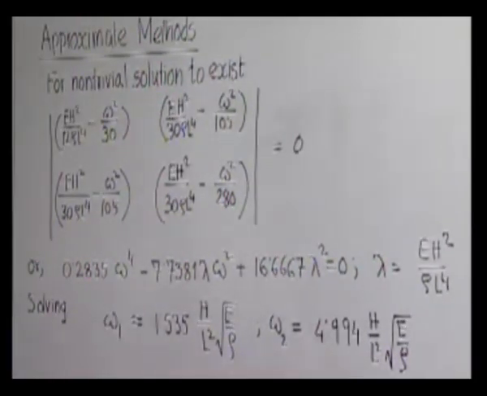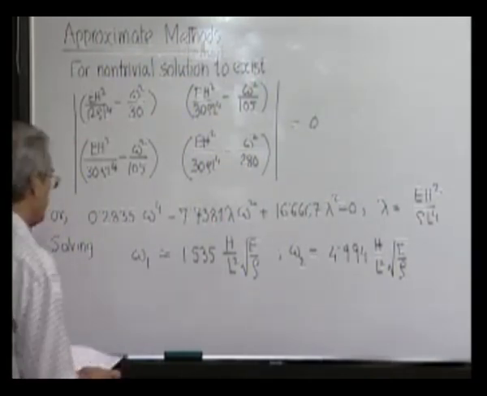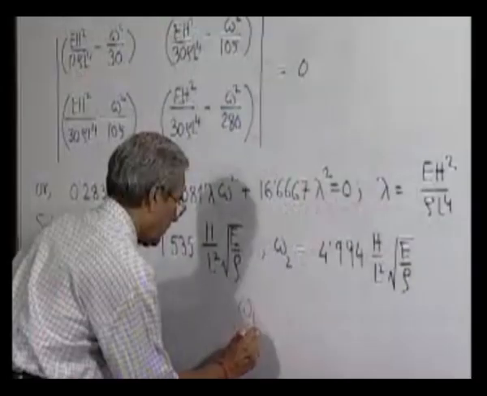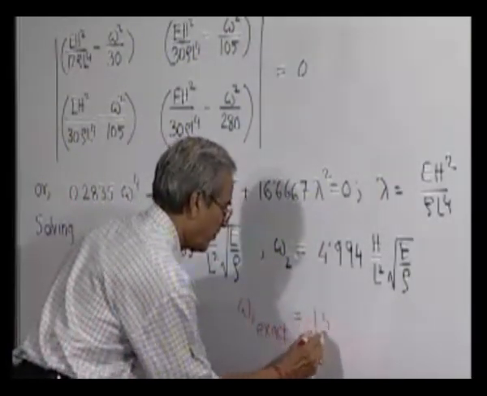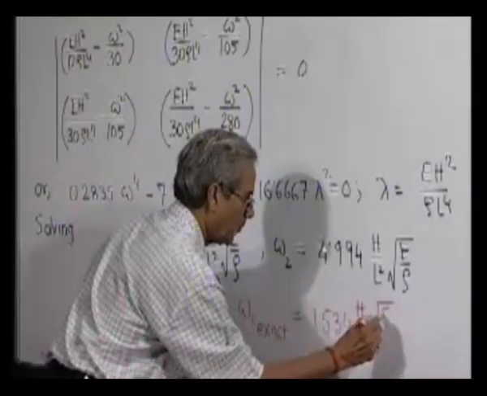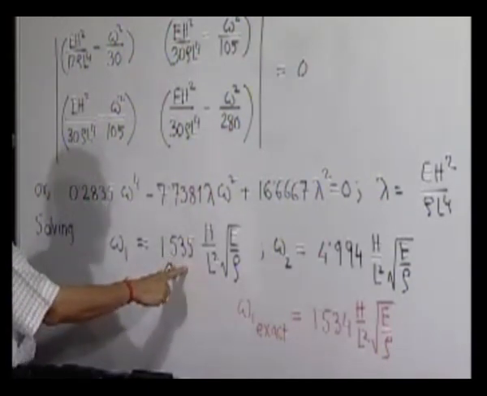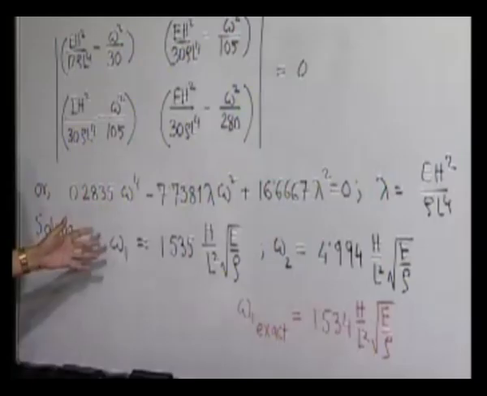If we try to compare this with the exact value, if we remember, we find that the difference is only in the third decimal place, and that too, you can see it is less than 1%, maybe 0.1%. So therefore, the first mode we get quite accurately.